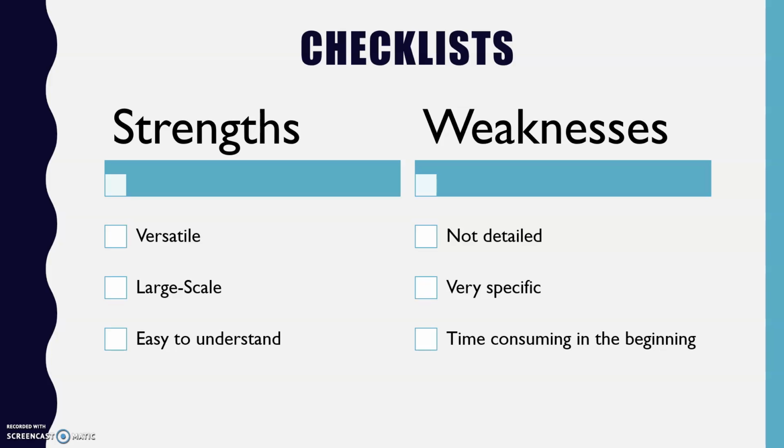As for the weaknesses of checklists, while they are simple and easy to use, they are not as detailed as some other data collection techniques. They are also very specific, which, if your research plan changed over time, you'd have to redo your checklists. Lastly, they can be time-consuming when it comes to creating your own checklists, but as I said before, there are a lot of already pre-made checklists that you can find on the internet.